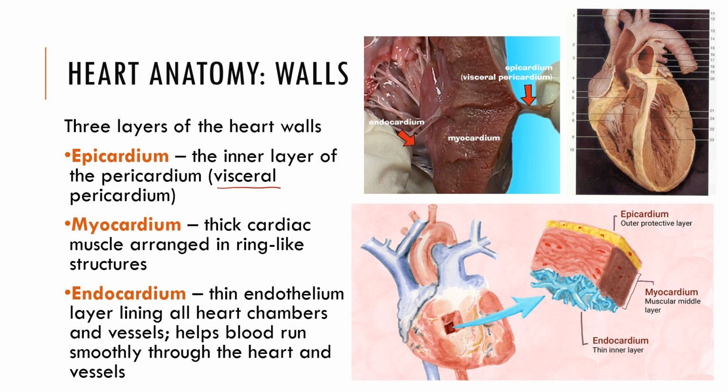Then the myocardium. We break this word down. This term myo means muscle. So this is the actual muscle portion of the heart. It's cardiac muscle arranged in these ring-like structures, and they are constantly beating. And then the very inner layer is something we call the endocardium. This is a thin layer of tissue that we call endothelium, and it lines all of your heart's chambers, all of your arteries, all of your veins, and it just helps the blood run more smoothly through all of these structures so it doesn't get caught and start creating clots anywhere.